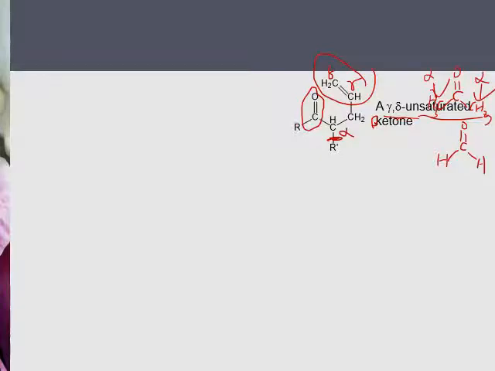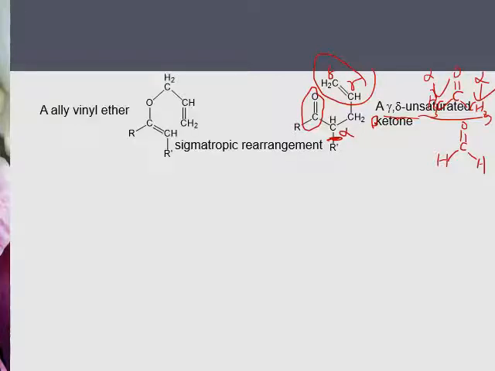Okay, now gamma delta unsaturated ketone can be produced by a rearrangement from allyl vinyl ether. Note that this is allyl, this is a vinyl. All right, so the rearrangement happens when you push electrons. So pi bond go here, just like we did, okay, in the Claisen rearrangement. So when you do that, you will get this gamma delta unsaturated ketone. And the rearrangement is called sigmatropic rearrangement.